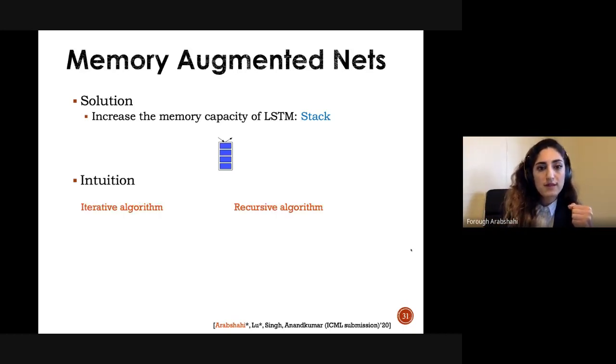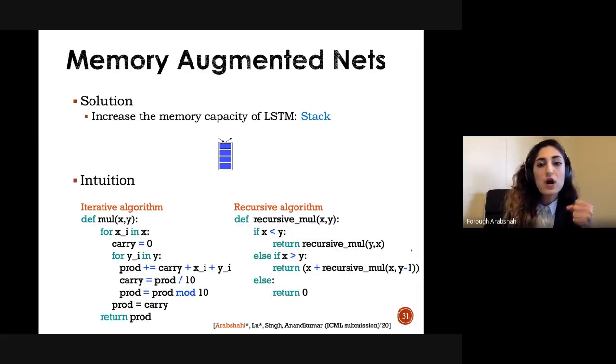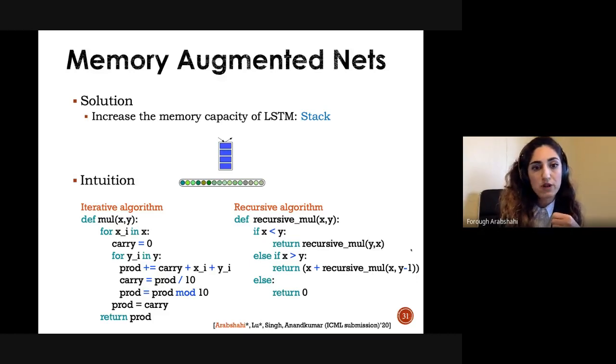And the intuition for using a stack comes from the difference between the recursive and iterative counterparts of an algorithm. Often the recursive implementations of algorithms are much shorter. For example, this iterative implementation of the multiplication function requires us to do two for loops over the digits of the numbers that are being multiplied, whereas the recursive implementation only has a recursive call onto itself. And we know that recursive algorithms are implemented and executed using a stack. So by giving the model access to a stack, we are encouraging it to go for the recursive implementation, which is shorter and easier to model. And then hopefully we can learn better representations.